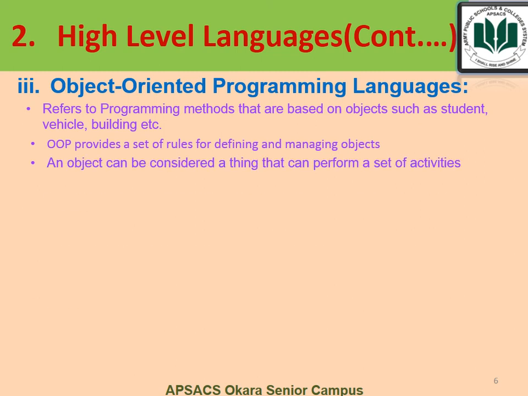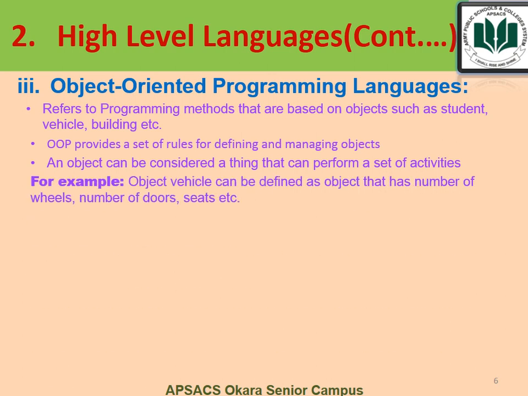An object can be considered a thing that can perform a set of activities. Anything that can perform a set of activities is called an object. An object can be your computer as well. Computer is also an object. Anything like a car, your bike, any vehicle, or machines are objects which can perform specific activities.